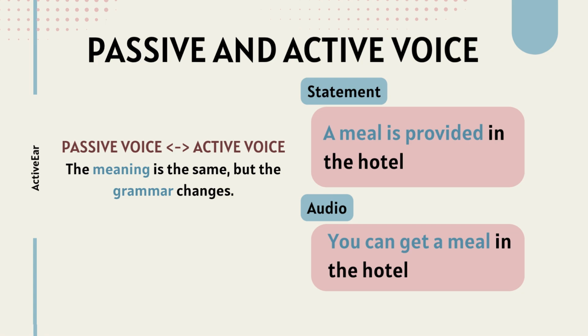For example, the statement in the task is, "A meal is provided in the hotel." But the audio said, "You can get a meal in the hotel here." "A meal is provided" is the passive form of "you can get a meal." They change the grammar form but have the same meaning.